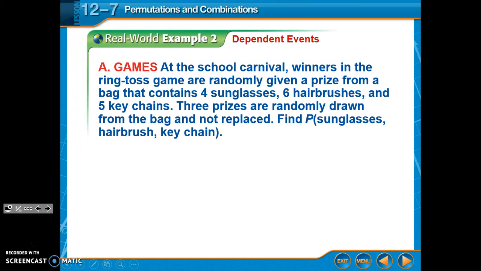So, at the school carnival, winners in the ring toss game are randomly given a prize from a bag that contains 4 sunglasses, 6 hairbrushes, and 5 keychains. 3 prizes are randomly drawn from a bag and not replaced. Find P of sunglasses, hairbrush, and keychain.